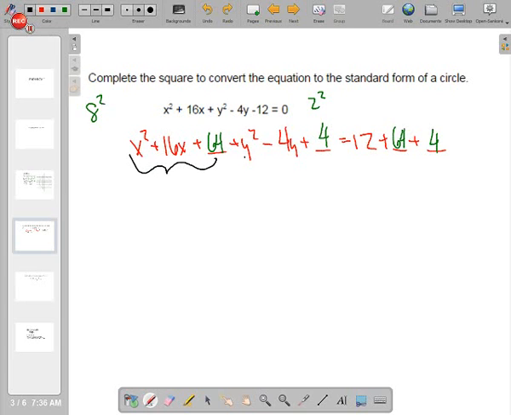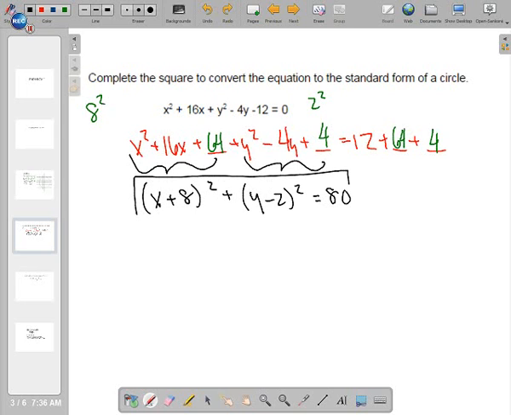If you factor that and you factor this, you will get perfect square binomials. So x squared plus 16x plus 64 factors to x. It's always going to be half this because we did it on purpose. Half of positive 16 is positive 8. So (x plus 8) squared. Half of negative 4 will be negative 2. And then on the right side, 12 and 64 make 76, plus 4 more is 80.